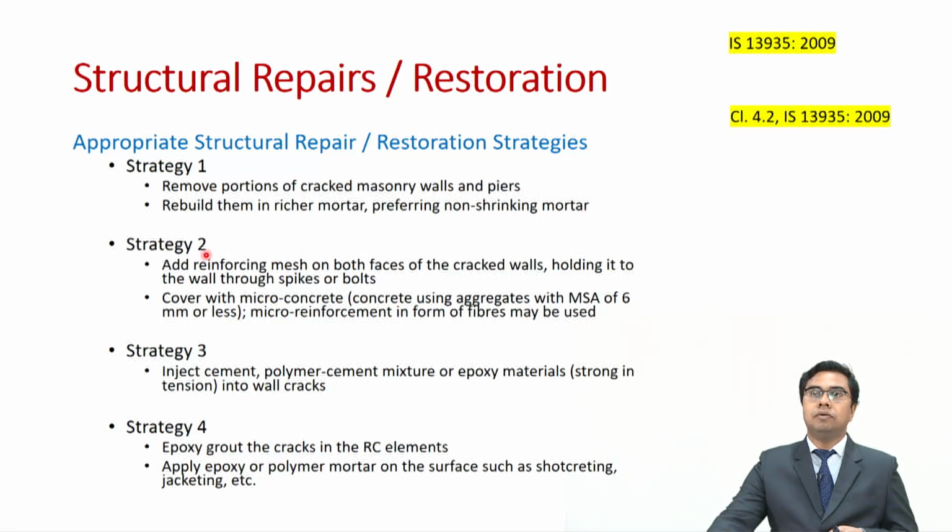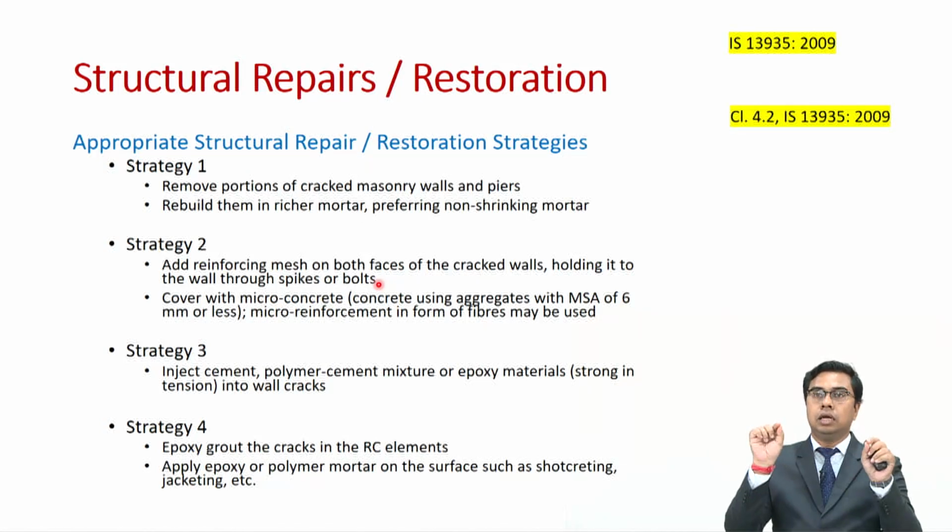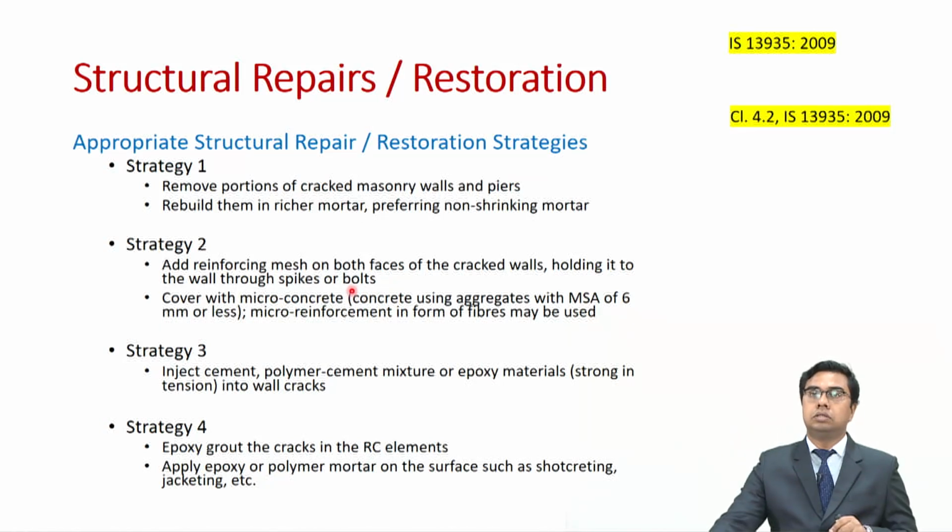Many times you will find that there is a crack in the wall, and for those cracks you may add a reinforcing mesh on both sides of the cracked wall, holding it to the wall through spikes or bolts. So, you shall be using a wire mesh, reinforcing mesh on both sides of the wall, and then you shall connect those meshes with the wall through spikes or bolts, and then you shall cover it with micro concrete.